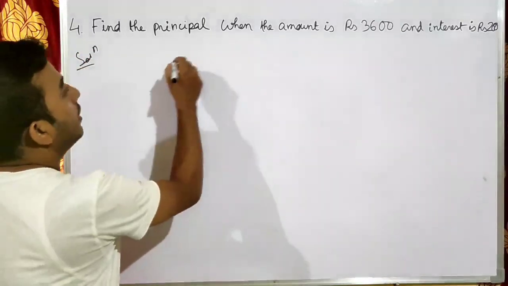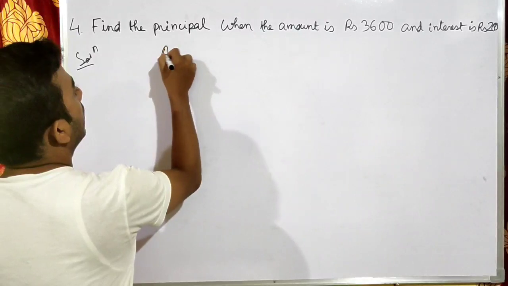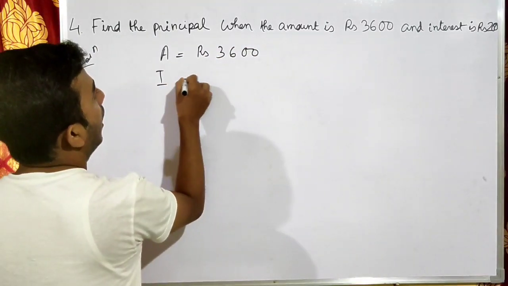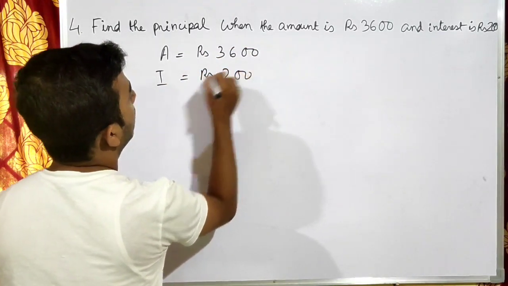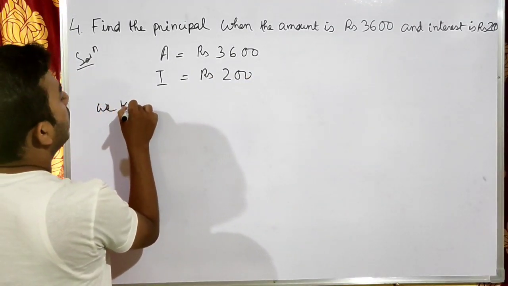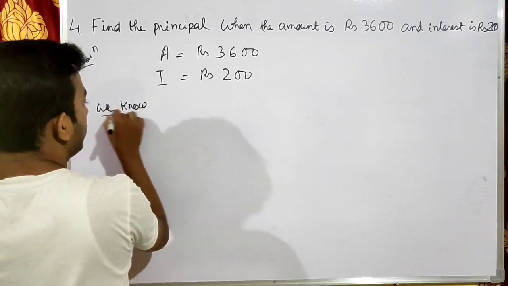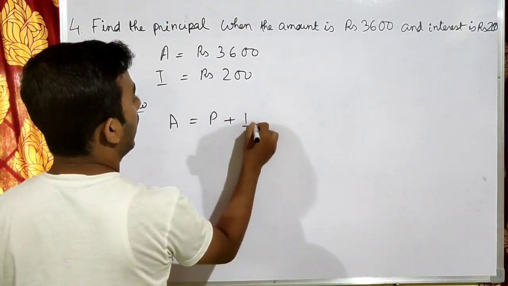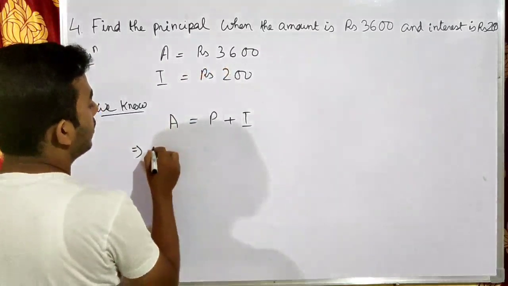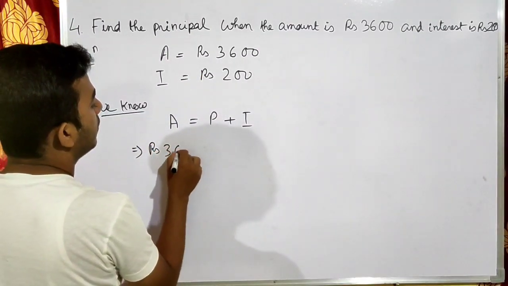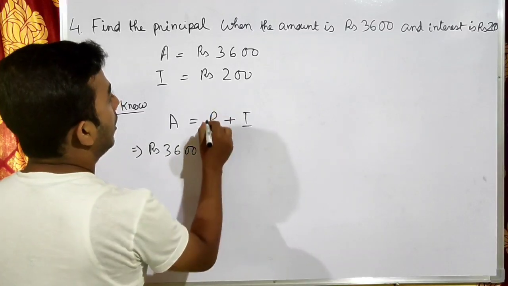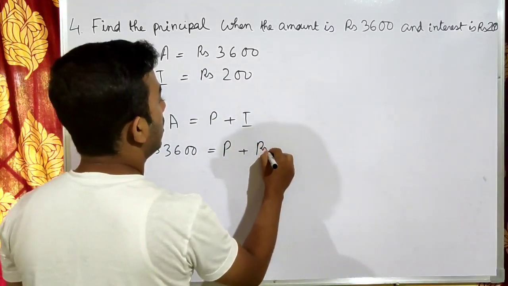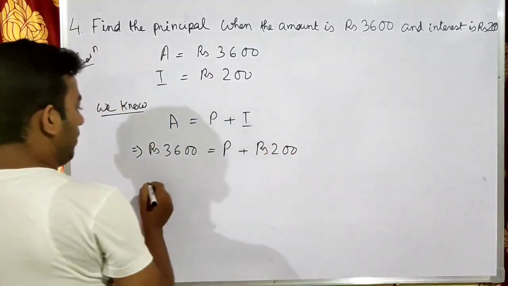So we'll write the solution. A equals rupees 3600, I equals rupees 200, isn't it? Now we know A equals P plus I. So the value of A is rupees 3600. The value of P we have to find, so I'll write P plus I, which is rupees 200. Up to this clear?